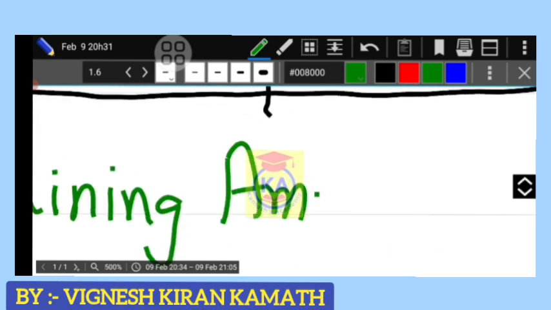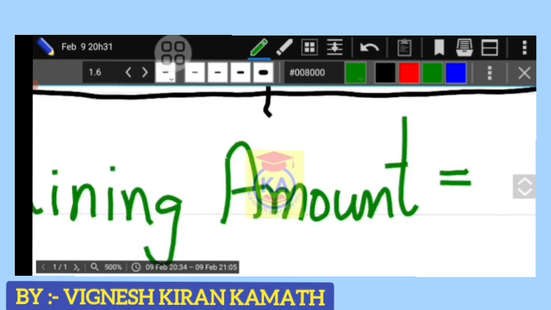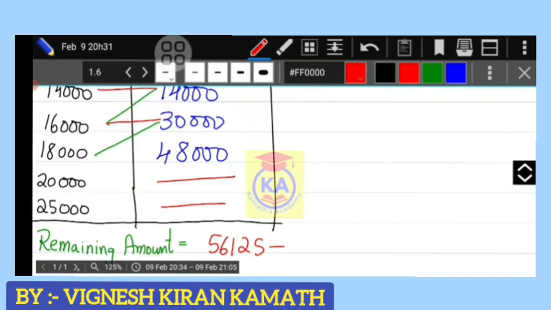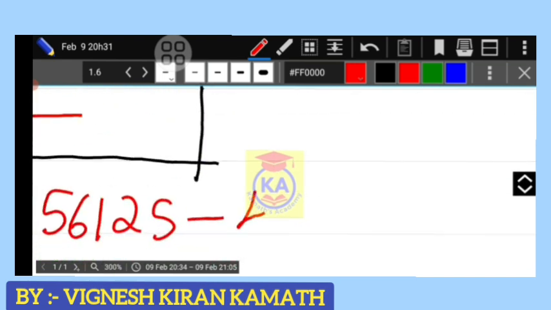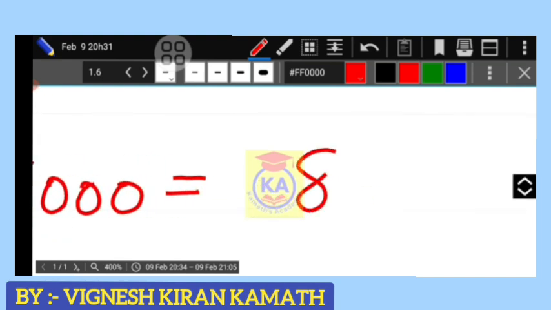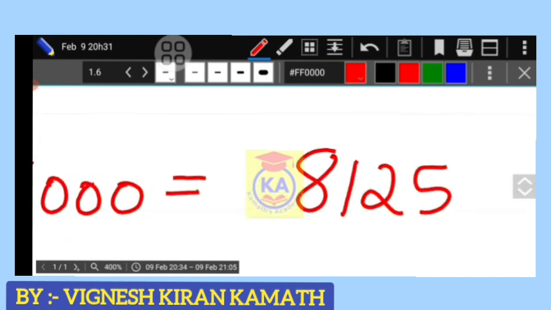We have to find it by subtraction. Outflow amount is 56,125 minus, for 3 years you got 48,000. Now we have to find the remaining amount. If I subtract, I'll get 8,125. 8,125 is the remaining amount.